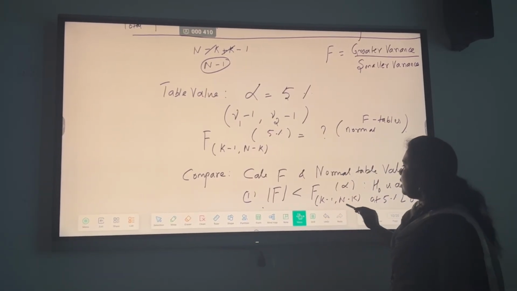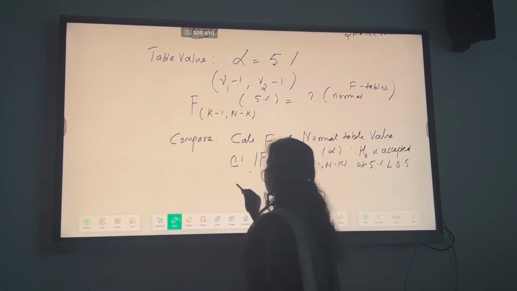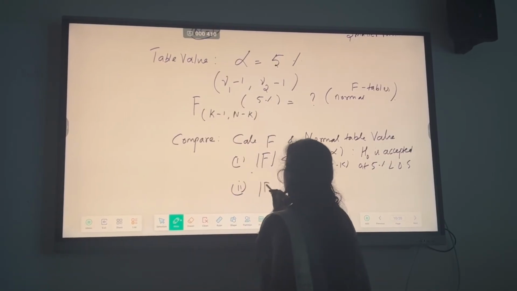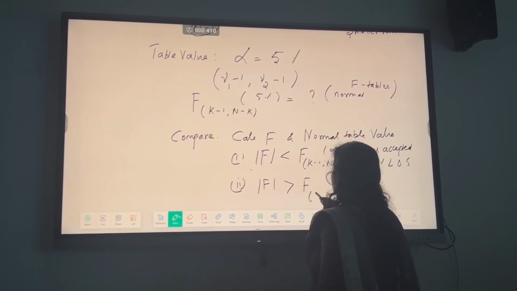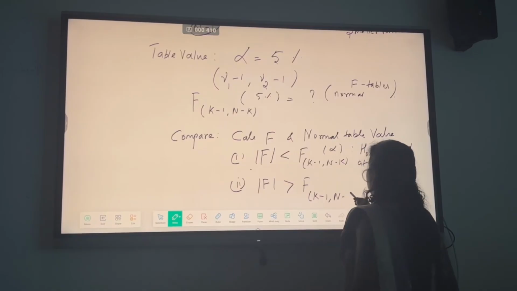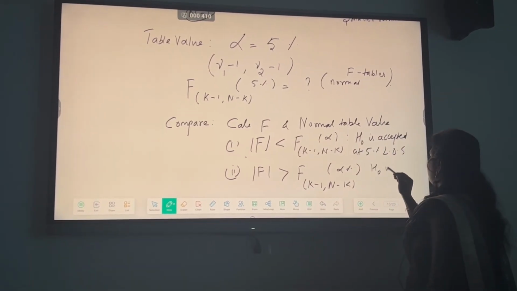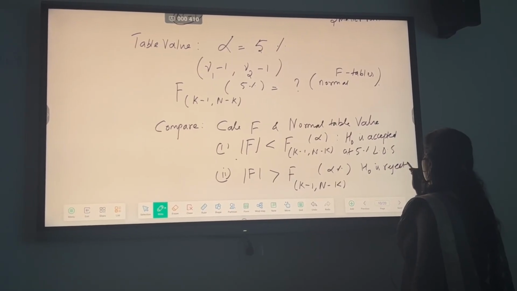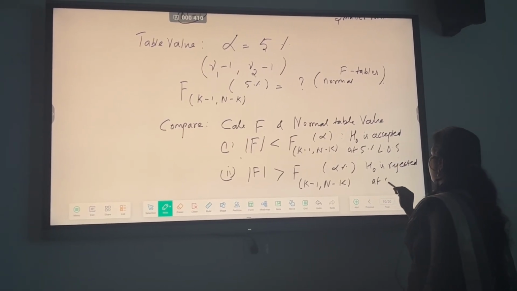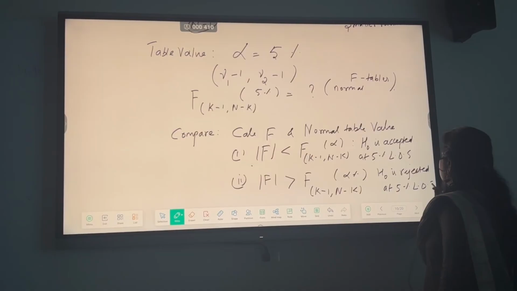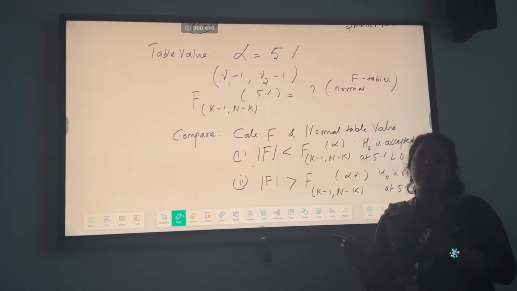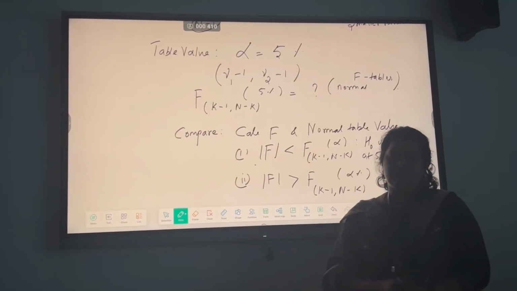Similarly, if this F is greater than F with k minus 1, n minus k degrees of freedom, you will say that H naught is rejected at 5% level of significance. So this is the formula for finding one-way classification.